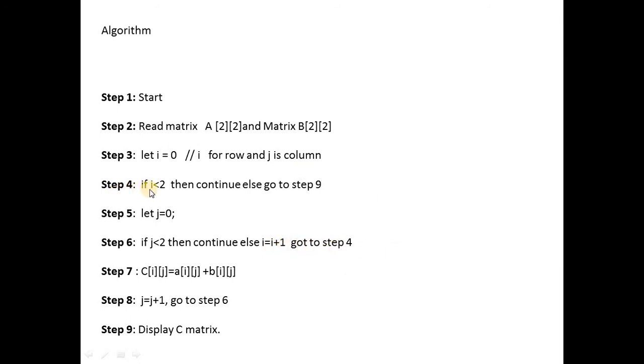So now, if i less than 2, now i became what? 2. 2 less than 2 is what? False. If it is false, you have to go to step 9. So in step 9, you have to display the C matrix.